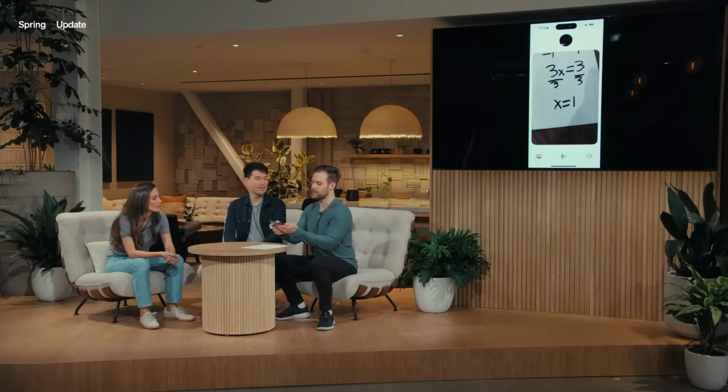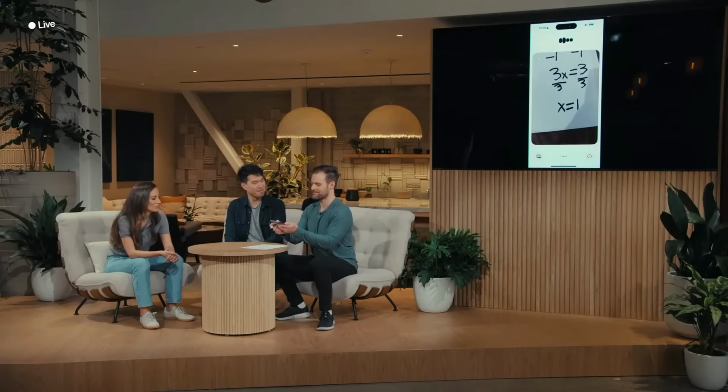Okay, so ChatGPT, this is what I ended up with. How does this look? It looks perfect. You've solved it, and x equals 1. Nicely done.